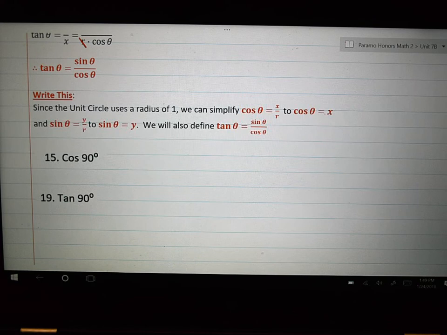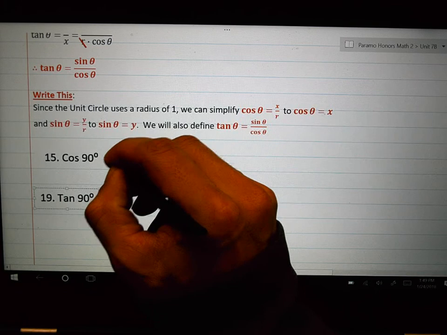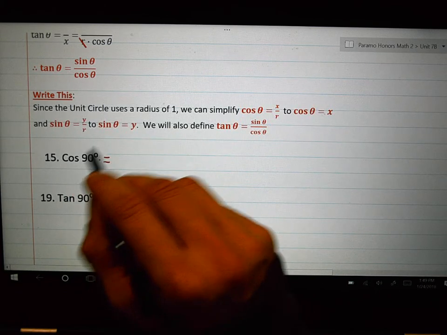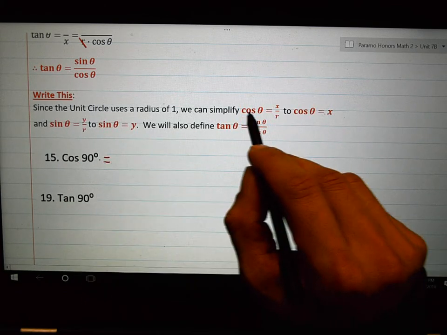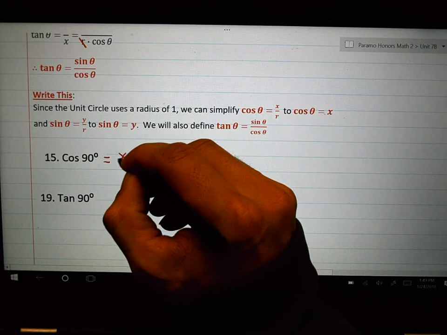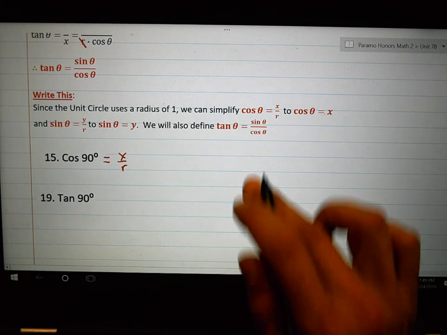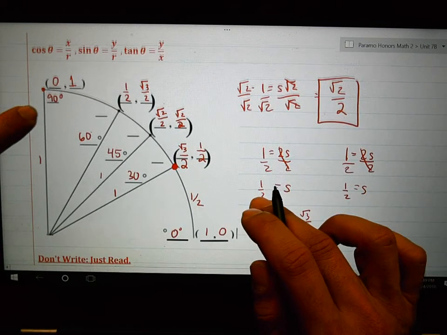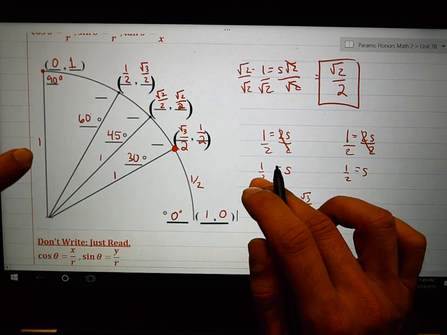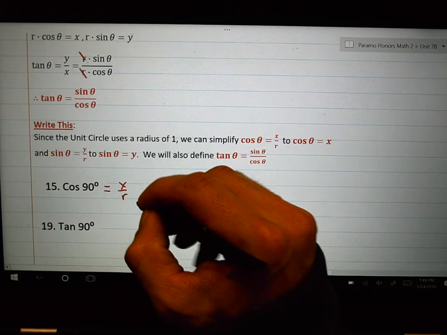You can't really draw a triangle with the cosine of 90 degrees. But what we can do is we can know that the cosine of any angle is equal to the x-coordinate over the radius. In our unit circle, the one we just wrote down, here's 90 degrees. What was the radius again? I'm hoping you said 1.